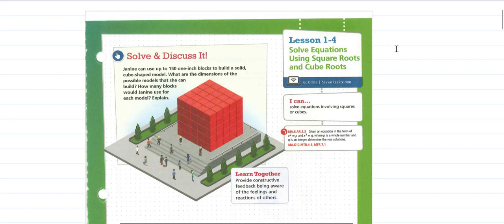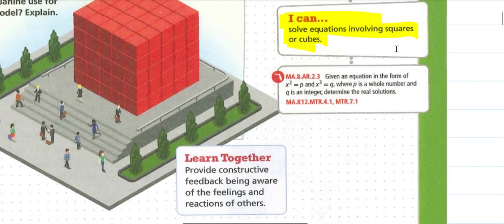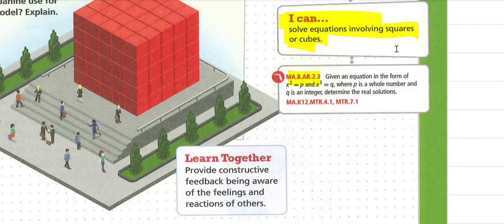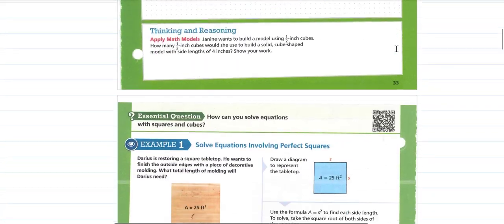In this video, we're going to be going over lesson 1-4, where we will solve equations using square roots and cube roots. So that's what we're doing in this section. It's lesson 1-4. By the end of this lesson, I want you to be able to solve equations involving squares or cubes. And the standard that we're going over is listed here. It's 8AR 2-3. And we're going to jump right into the lesson.